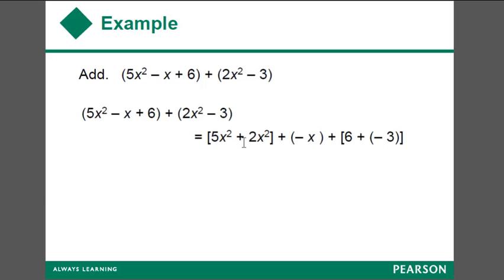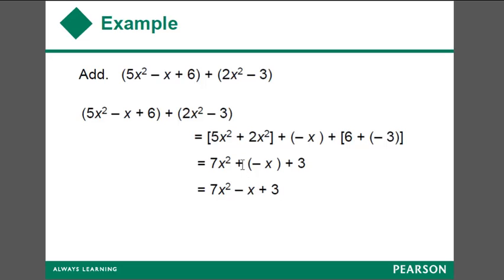What I have done here is I have rewritten and simplified a little bit to where I have gotten the like terms together. I have set the 5x squared plus 2x squared next to each other, plus the negative x, plus the 6 plus a negative 3, because the 6 and the negative 3 are like terms. I will now simplify by combining my like terms. 5x squared plus 2x squared will give me 7x squared, plus a negative x, plus 3. Instead of saying plus a negative x, that is going to be the same thing as 7x squared minus x.